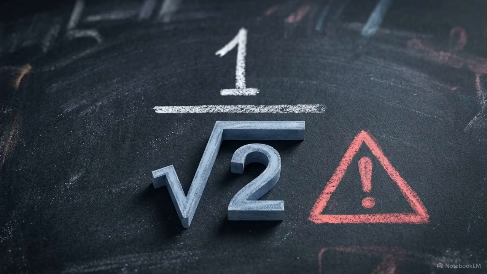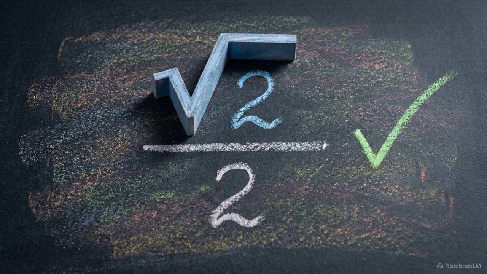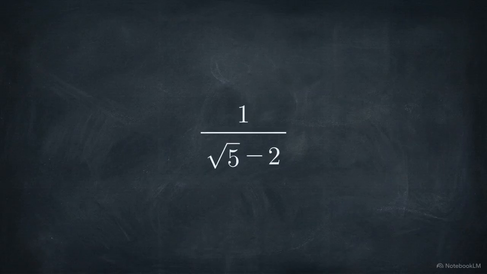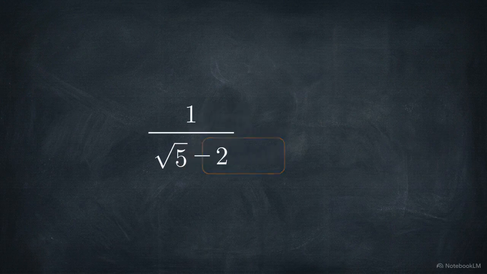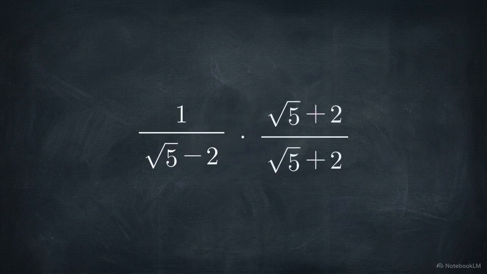In algebra, we standardize fractions by removing irrational numbers from the denominator. This process, called rationalization, makes expressions easier to compare and simplify in larger equations. Take the fraction 1 over root 5 minus 2. To simplify this, we need to clear the root 5 from the bottom. We do this using the conjugate. By changing the subtraction in the denominator to addition, we create the term root 5 plus 2.